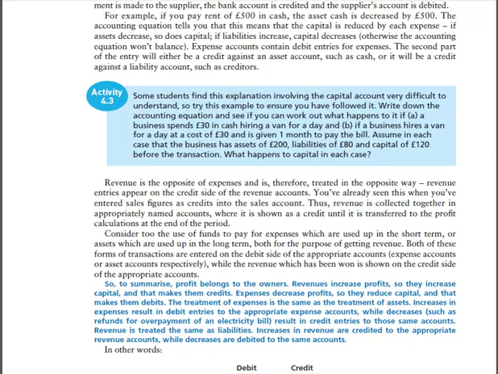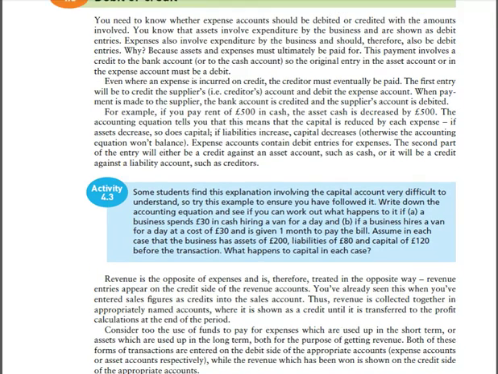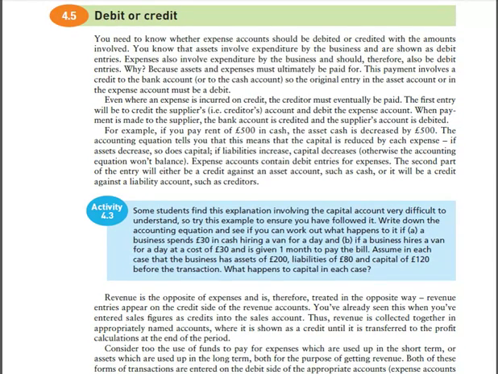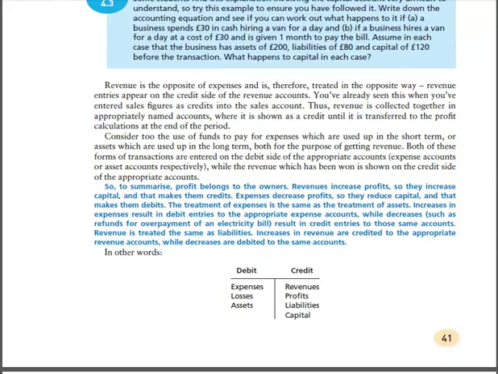So now, because we have understood why revenue is always credited and why expenses are always debited, we make a summary of the different accounts and add in expenses and revenue to it, to make a summary of what should be debited and what should be credited.